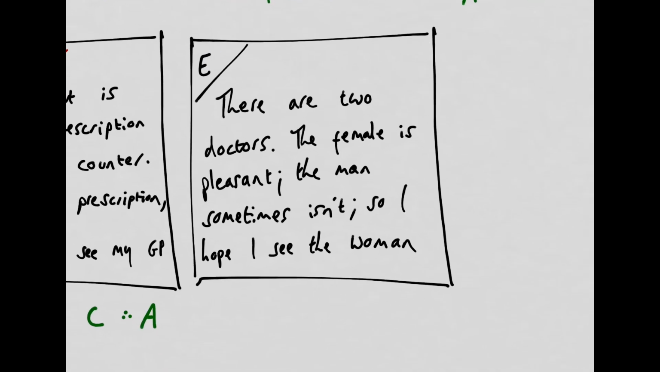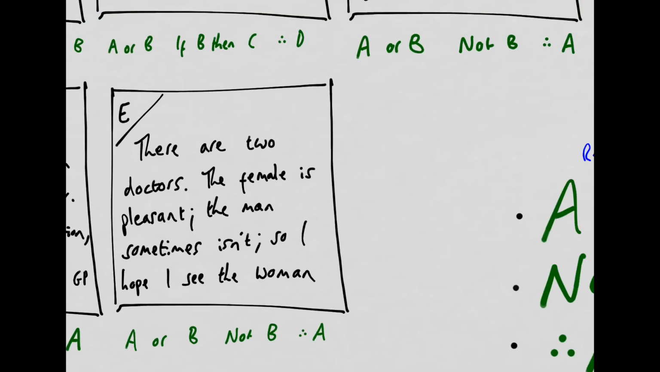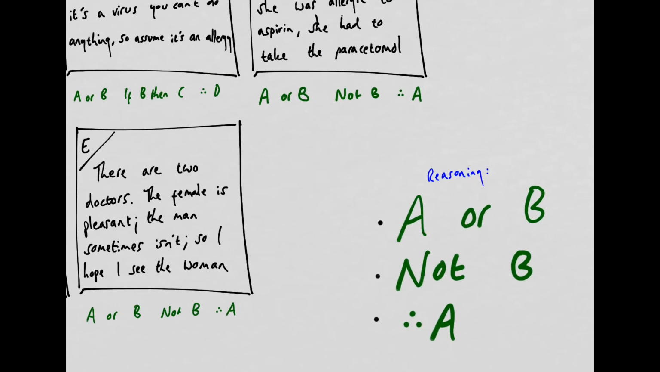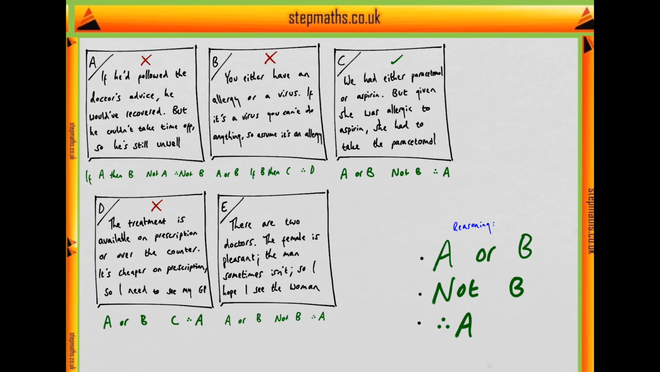What about E? This says there are 2 doctors. The woman is pleasant, the man sometimes isn't pleasant, and so I hope I see the woman. So what's the logical form of this? Well, it looks something like this. A or B, man or woman, not B, not man, therefore woman, A. And if we look at the reasoning used in the passage, we can see that this too is identical. However, as we'll now find out, E isn't right.